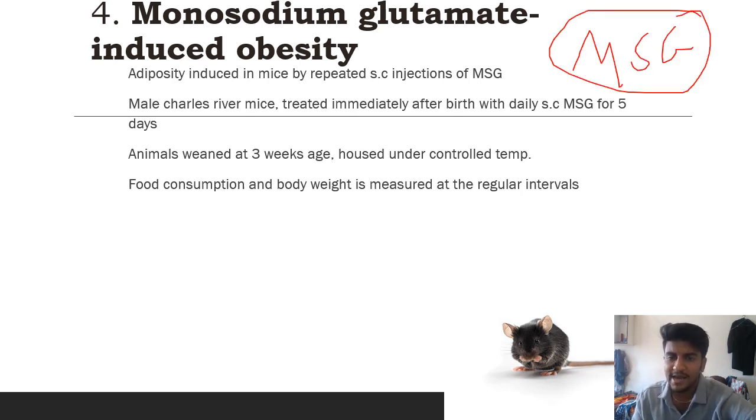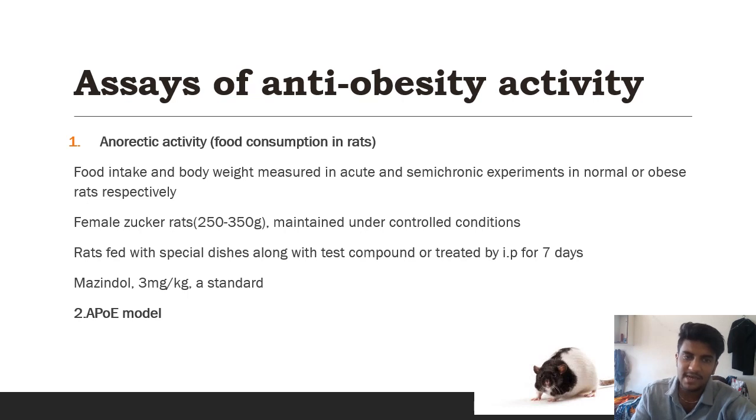MSG, monosodium glutamate. We all would have heard about this term. They are all activators of our receptors, monosodium glutamate, right? MSG is a chemical that is involved in increasing hyperphagia. Again, it gives a taste sensation, so adiposity is increased by this particular model. Then we have assays for this model. We have the anorectic assay. Anorexia is basically reduced hunger. So we have anorectic models.